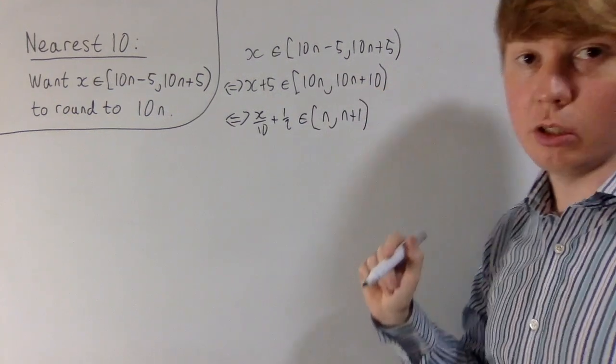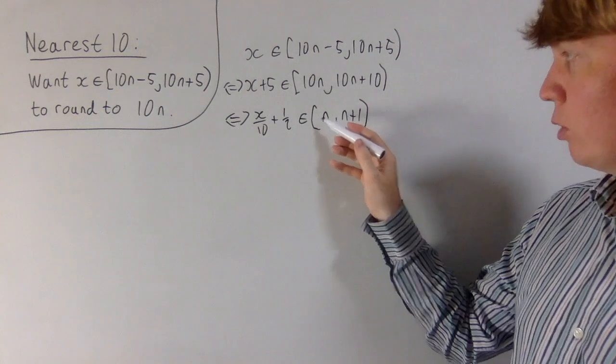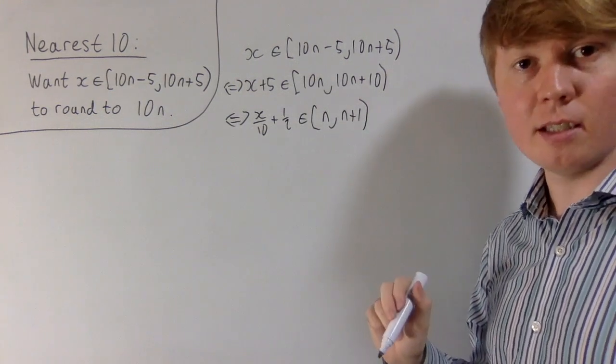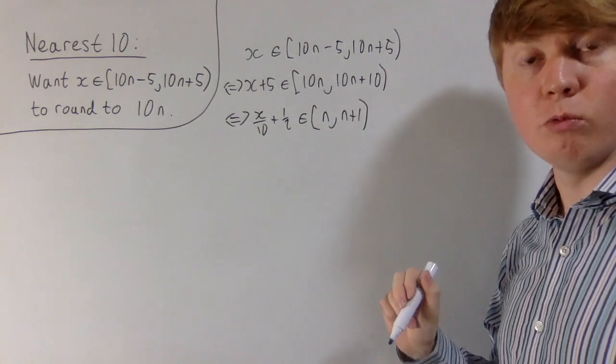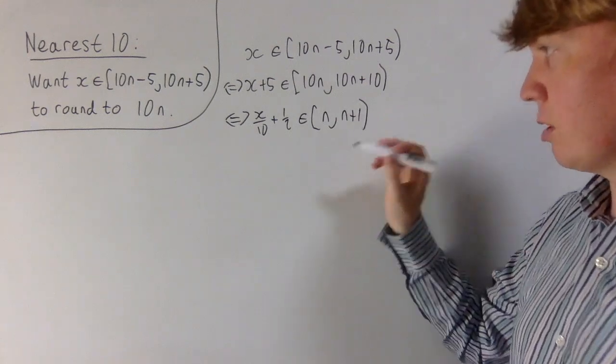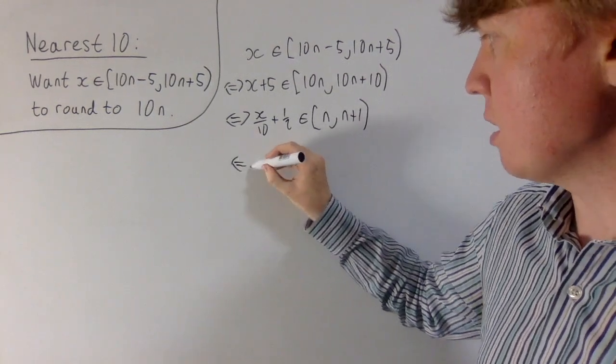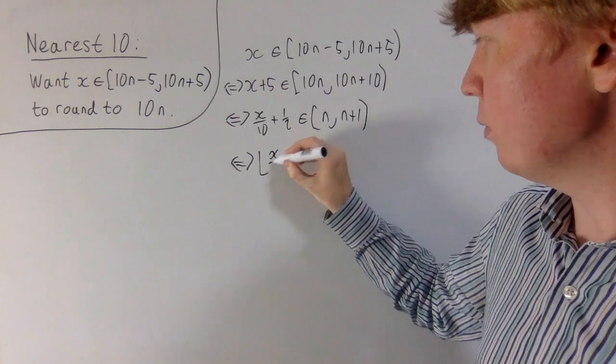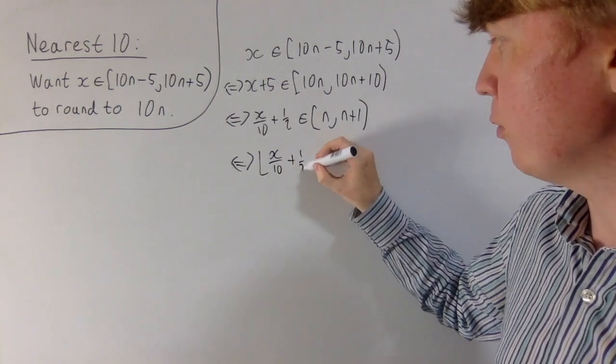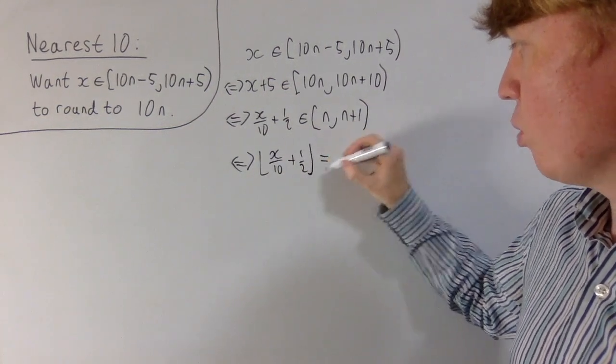So now we see we can use the floor function here, because this interval between n and n plus 1 is exactly the set of numbers which, when you use the floor function on them, you get an output of n. So we can say that we're in this interval if and only if the floor function of x over 10 plus a half is equal to n.